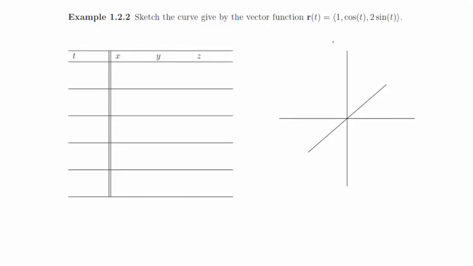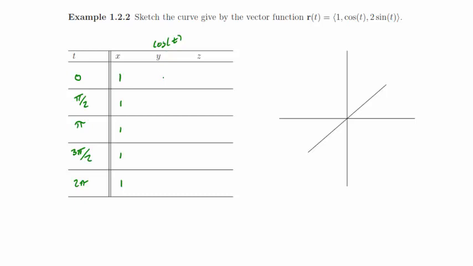Here we already have a table drawn out for us, so we're going to be plugging in some t values. Since we're dealing with cosines and sines, the t values I want to choose are going to be 0, pi over 2, pi, 3 pi over 2, and 2 pi. We could adjust these if we needed more detail, but these should hopefully do us well for this problem. Note that my x value is 1 all the time, so I can just fill that in real quick. My y values are given by cosine of t.